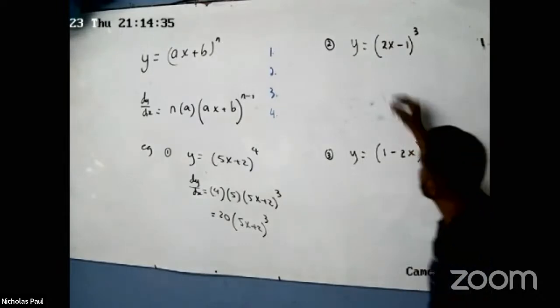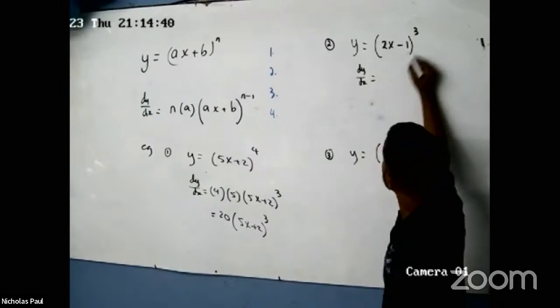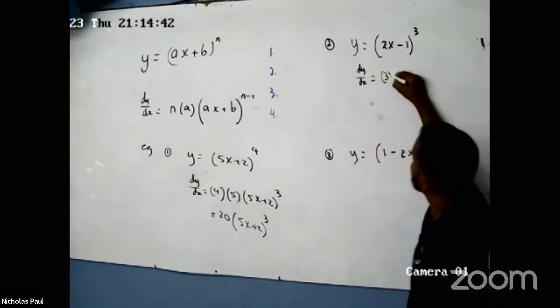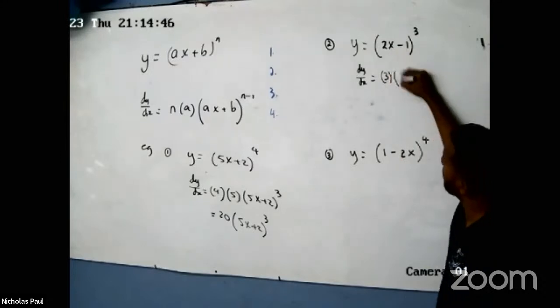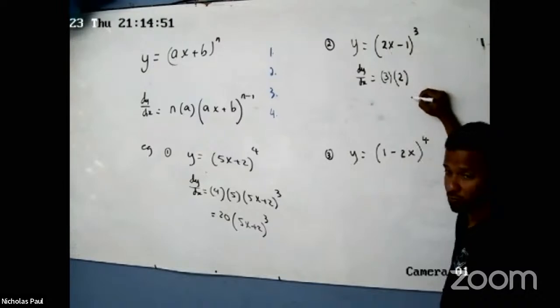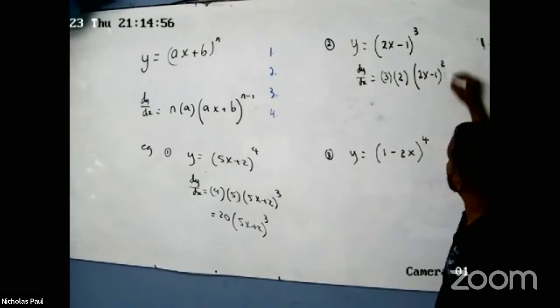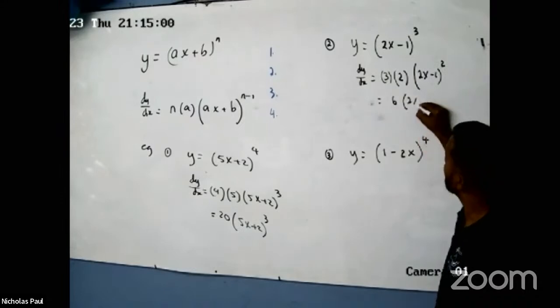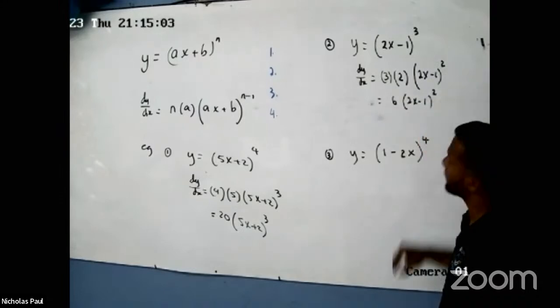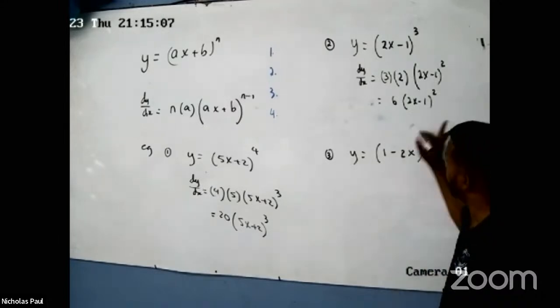Let's check it out. So dy dx, you bring down the power, which is 3. You differentiate 2x minus 1: the differential of 2x is 2, the differential of minus 1 is 0. Then you write back the bracket and you minus 1 from the power. So we'll get 6 by (2x minus 1) squared. Nice, and you can leave it just like that.